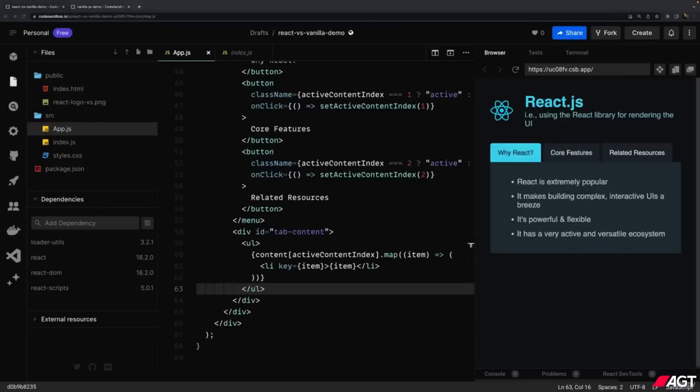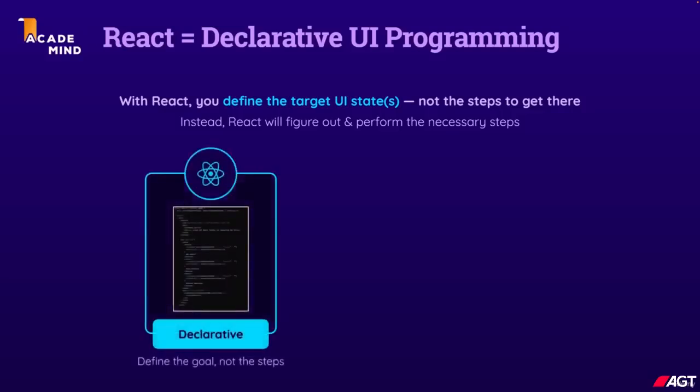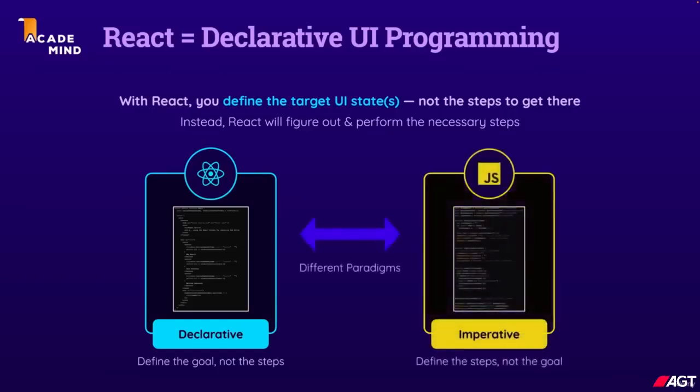Because when working with React, you in the end write declarative code, which means you define the target UI state or states, not the steps needed to get there, and React will figure out how to get there and perform the necessary steps. So when writing React code, you're writing code in a declarative way. And that's a key thing to understand and keep in mind, because that's how React works in the end. On the other hand, when writing vanilla JavaScript code, you're writing imperative code, not declarative code, which simply means you're not defining the goal, but instead the steps needed to get there.